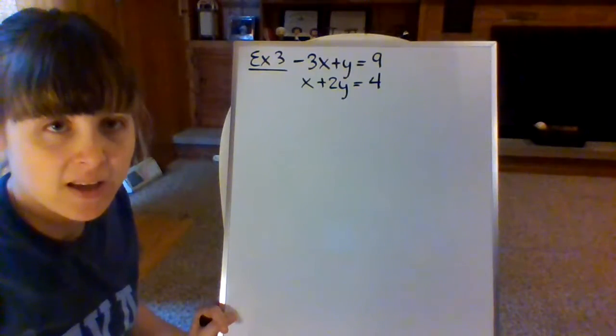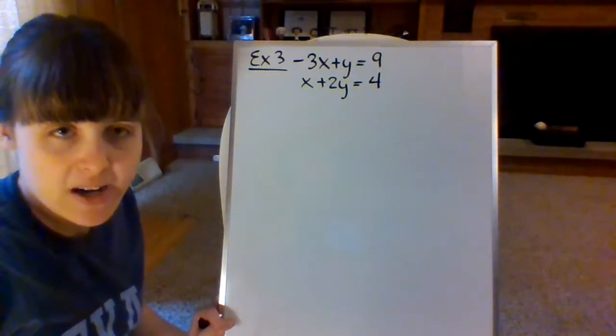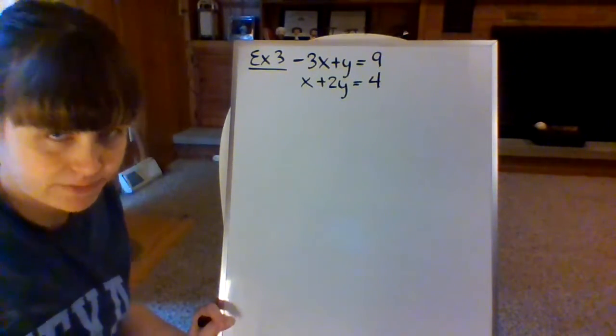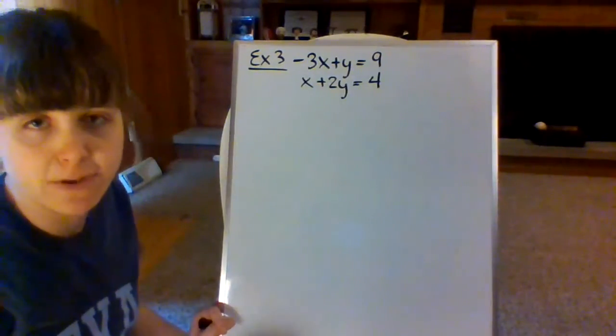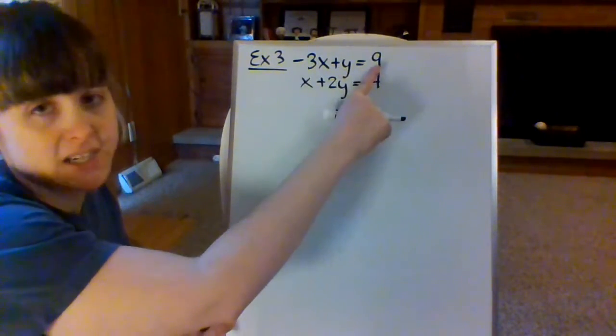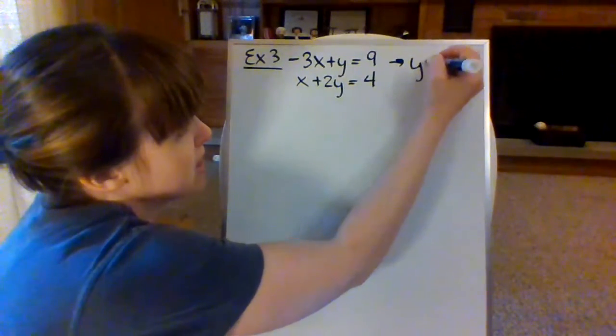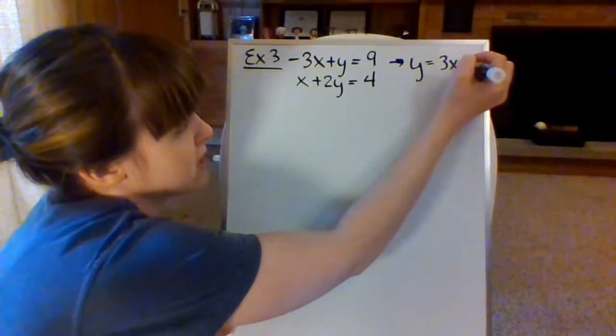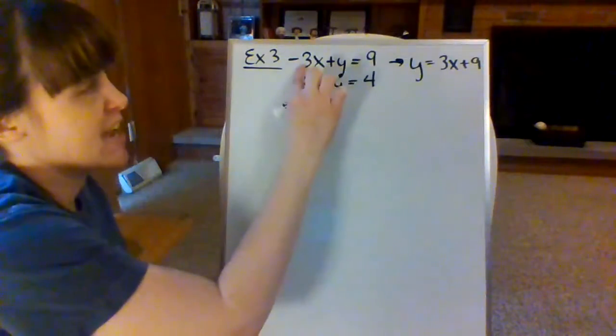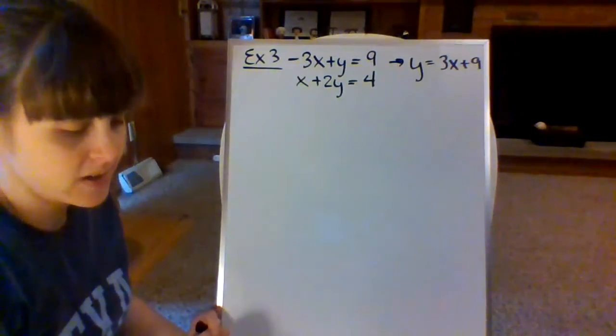Okay, I told you we're going to solve for y. If you look at the top equation, I could easily solve that for y by adding 3x to the other side. So we're going to do that. So this becomes y equals 3x plus 9, because I added it over to the other side.